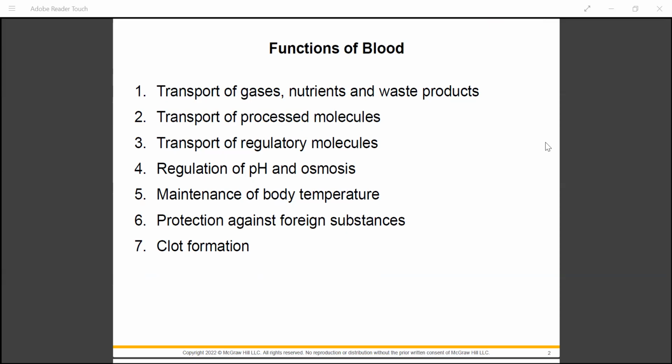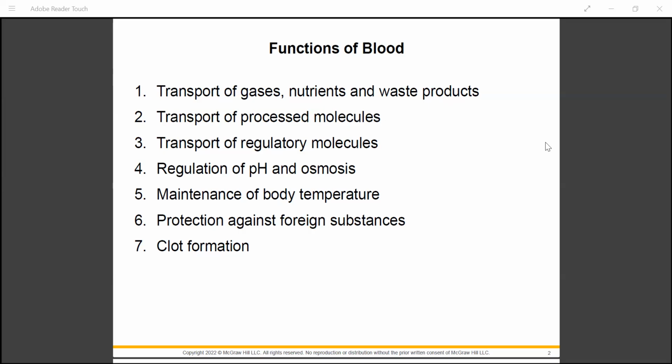So you'll see our first three functions here all relate to transportation. So these are all things that we can find within our blood, and our blood is a good way to get them to where they need to go in the body. So we have gases, nutrients, and waste. So stuff like oxygen, carbon dioxide, glucose. So all the stuff that our cells need to function and the waste from their metabolism.